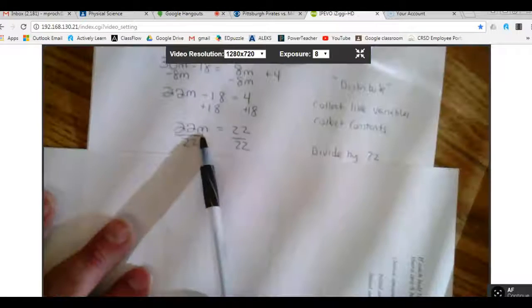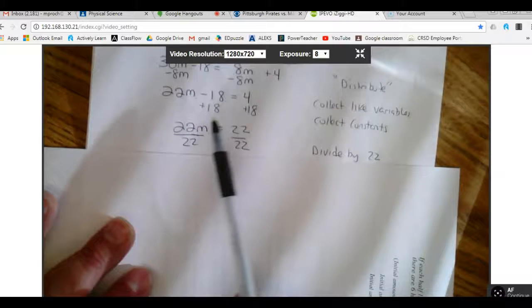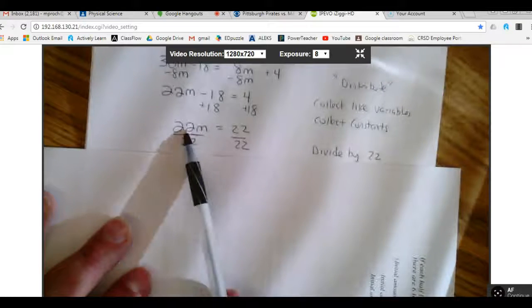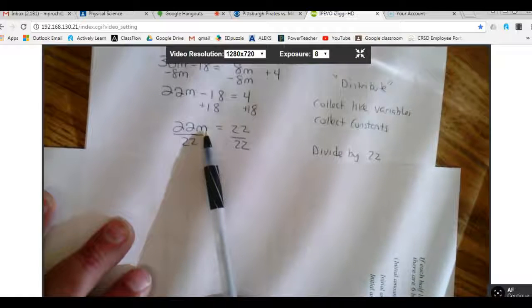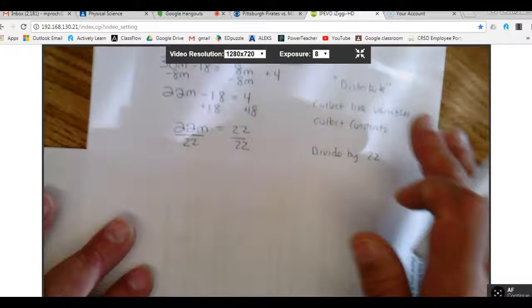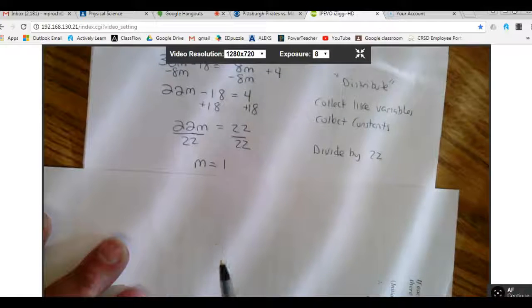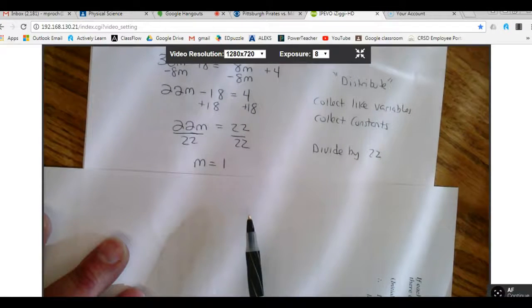But then we just have to get rid of the 22 next to the m so we can have m equal something. So it's 22 times m. So we're going to do the opposite. We're going to undo the multiplication, so we divide by 22. And that gives us m equals 1. Make sense?